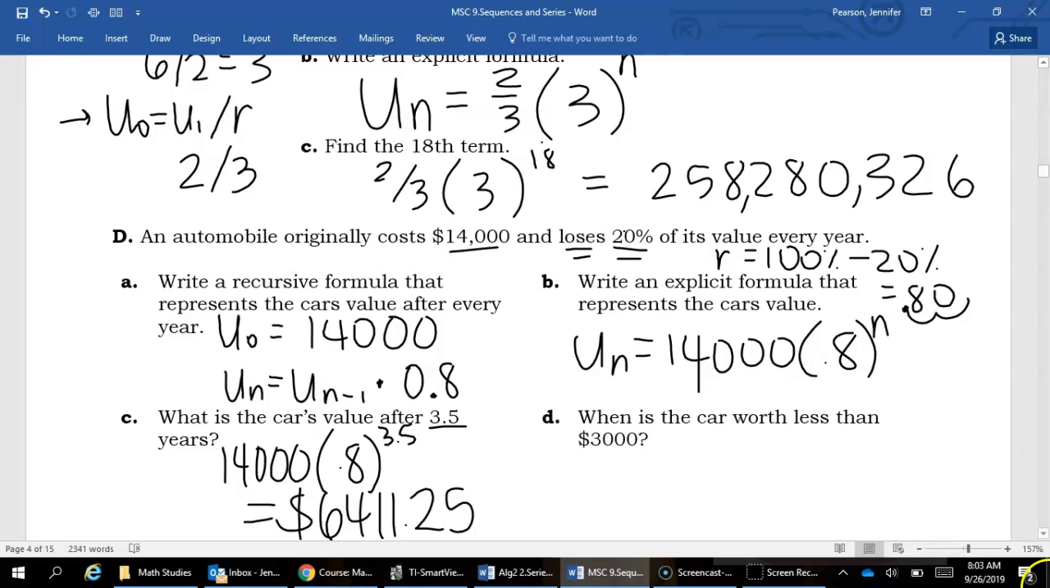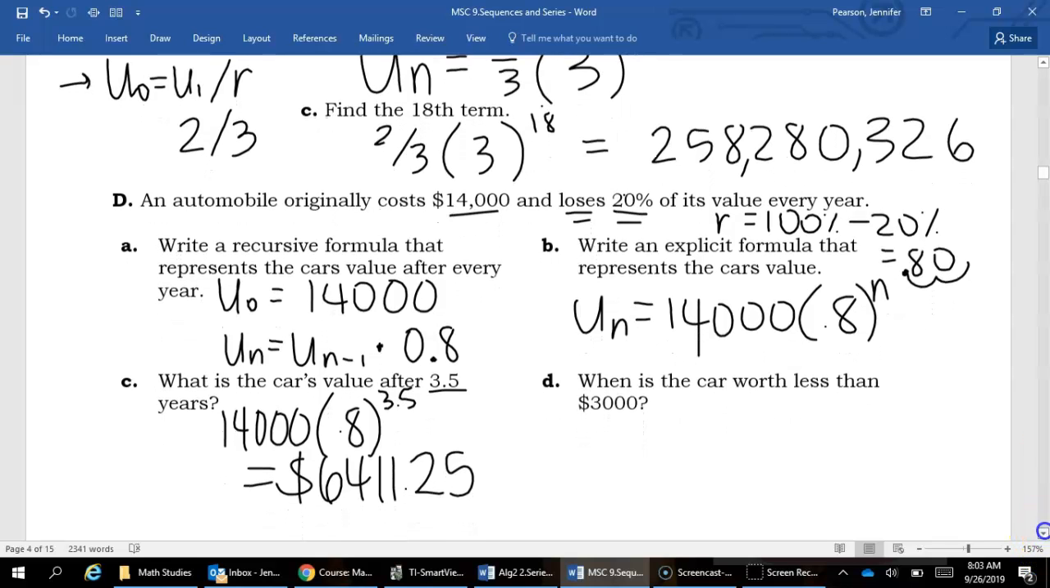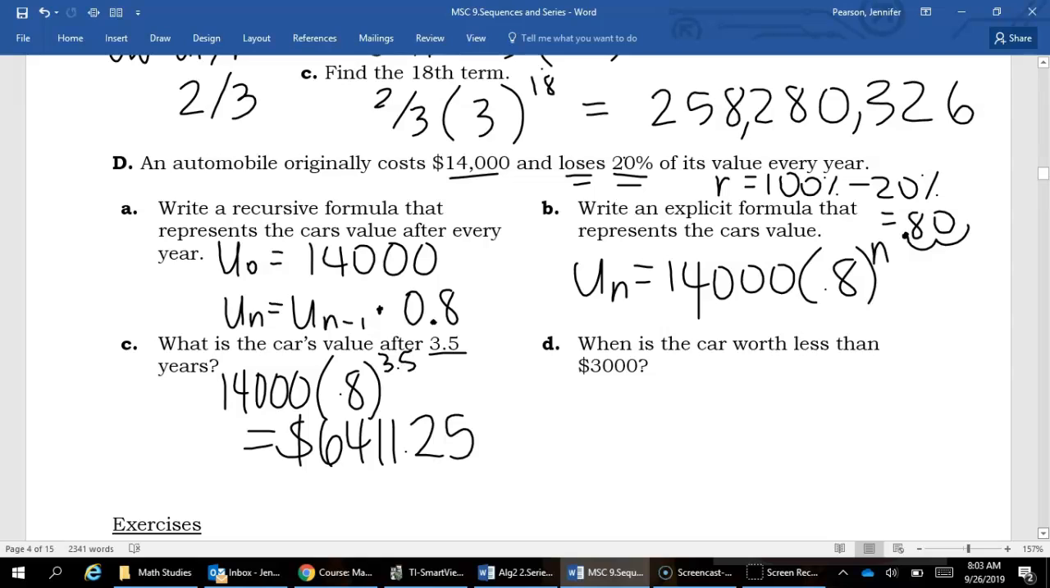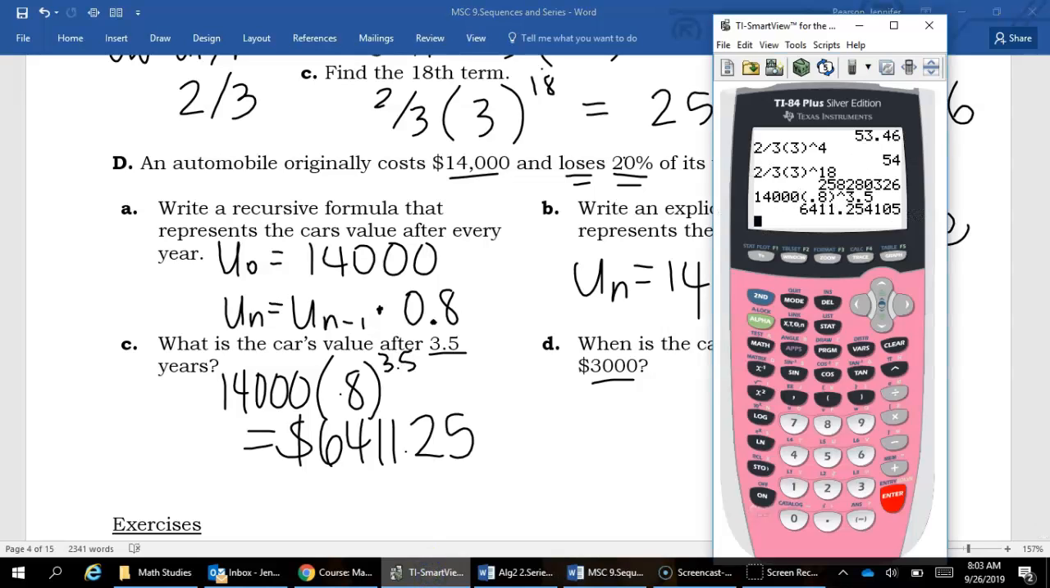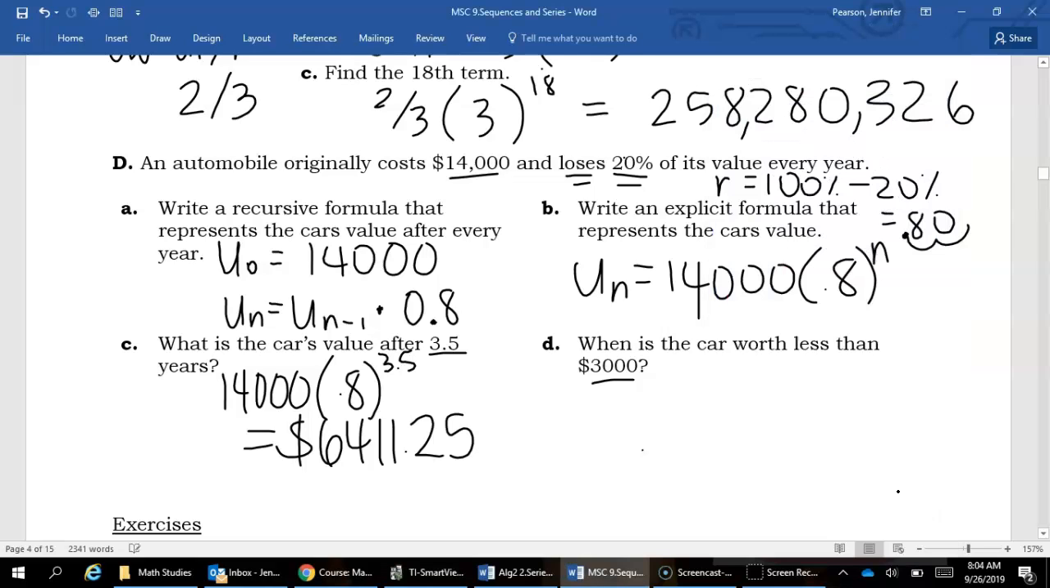When is the car's value less than 3,000? This is a case where I feel the recursive formula is actually more helpful than the explicit formula. I'm trying to get my first value under 3,000, so I can go off of 14,000, my starting value, and then multiply it by 0.8, and I'm going to count how long it takes me to get to 3,000. So that's 1 year, 2 years, 3 years, 4 years, 5 years, 6 years, 7 years. 7 years and the car dips below 3,000.